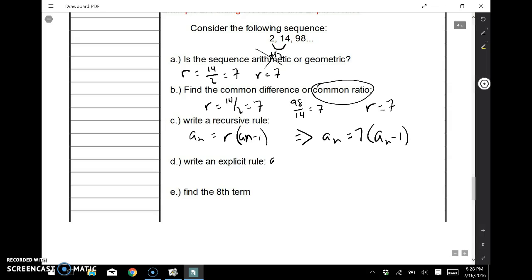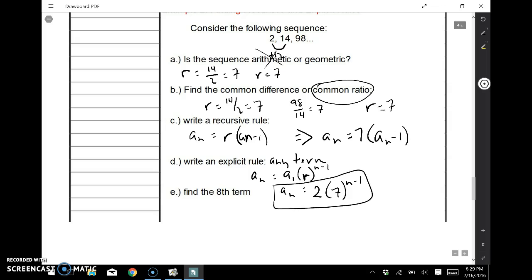Explicit finds any term here, any term. So to find an explicit, a sub n is equal to the initial term, or the first term, times r to the n minus 1. So I just replace: a sub n is equal to, the initial term is 2, times 7 to the n minus 1. Again, my common ratio is 7, so I'm just replacing the r with the 7, which is the common ratio. And that is my explicit rule.